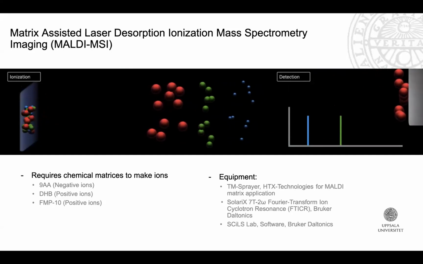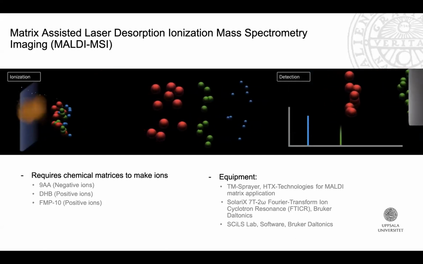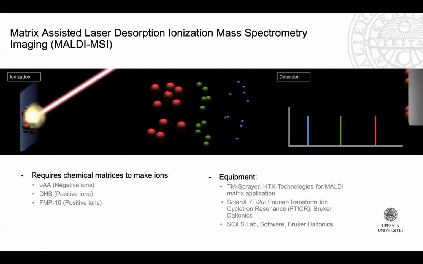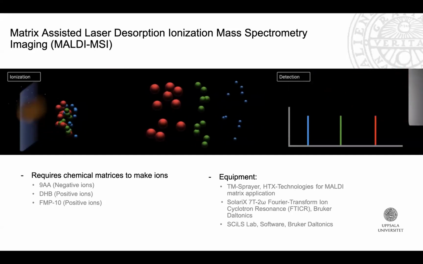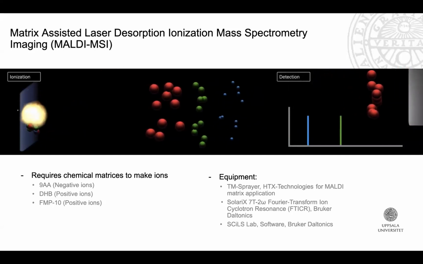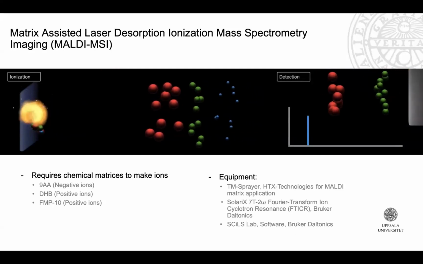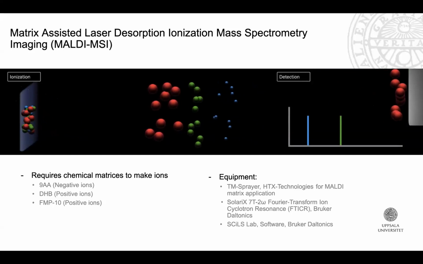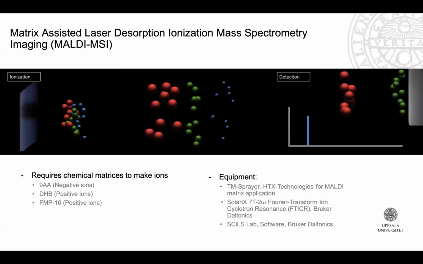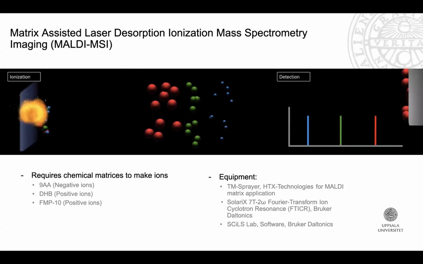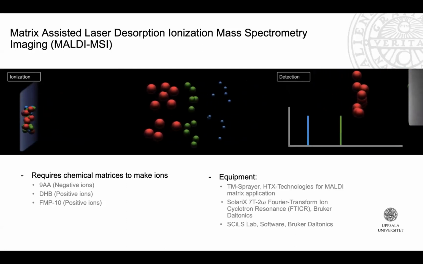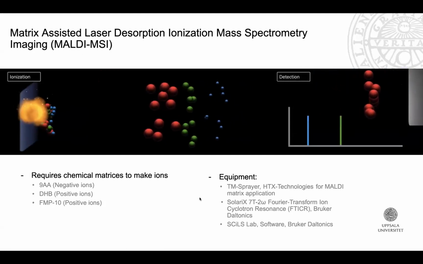So one thing about MALDI is that you require chemical matrices to make the ions. I've listed 3 here. There are definitely more, but these are 3 of the main ones that we used for this paper. And we don't require too much equipment for MSI. We have a sprayer, which we use to get the matrix on the tissue. We have a mass spectrometer. In this case, it was a 7 Tesla FTICR from Bruker, and the software that we use to look at the data is called SCiLS, which is also from Bruker.